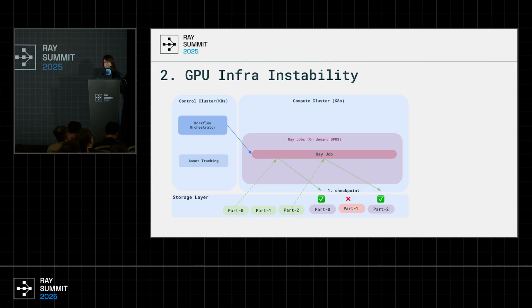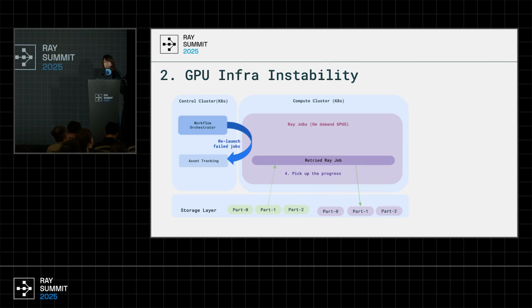We have this checkpoint saying this job failed, and the asset tracker says, let's retry. And this retry job will pick up the progress and only process the last 1% of failed progress. So in this way, we can turn the multi-day job failure into a recoverable retry.